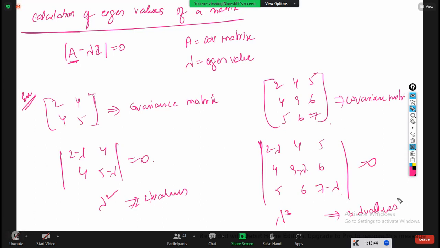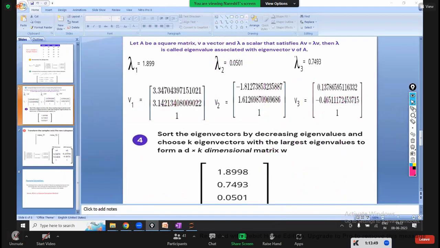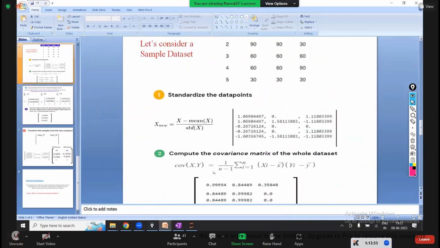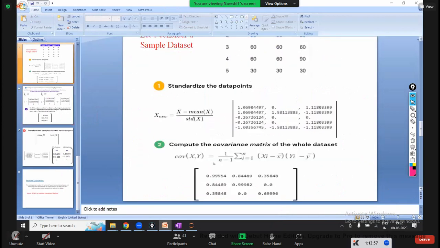Is that clear, guys? Now, for this data set, I have applied the eigenvalues. For applying the eigenvalues, what I have done is minus lambda, minus lambda, minus lambda, and I have applied the determinant over this. Now I have got 3 lambda values as output.